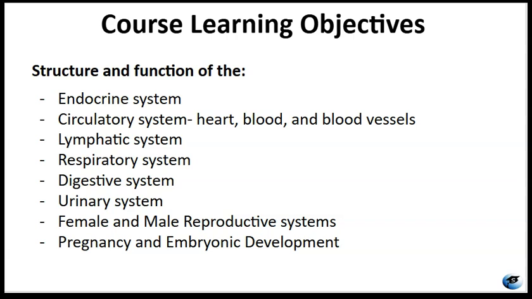Now let's take a look at the course level learning objectives. These will guide everything that we do and help you to understand what you're expected to achieve by the end of the semester. So the course learning objectives are knowing the structure and function of the endocrine system, the circulatory system, including the heart, blood, and blood vessels, the lymphatic system, respiratory system, digestive system, urinary system, male and female reproductive systems, and then structures involved in pregnancy and embryonic development.